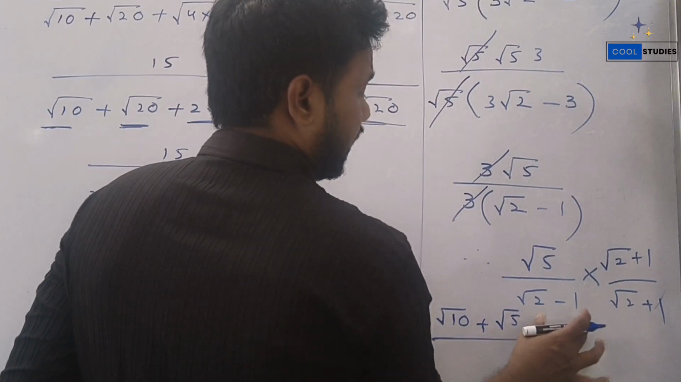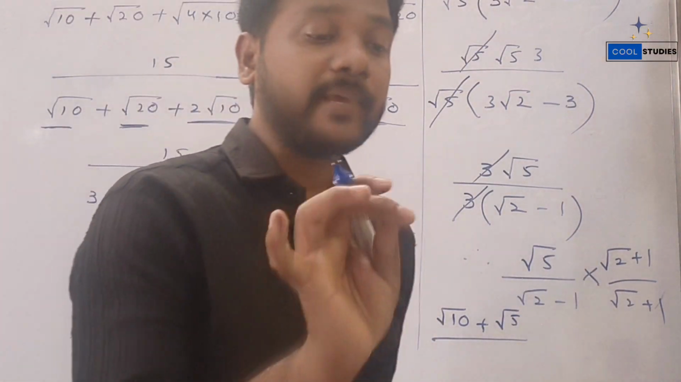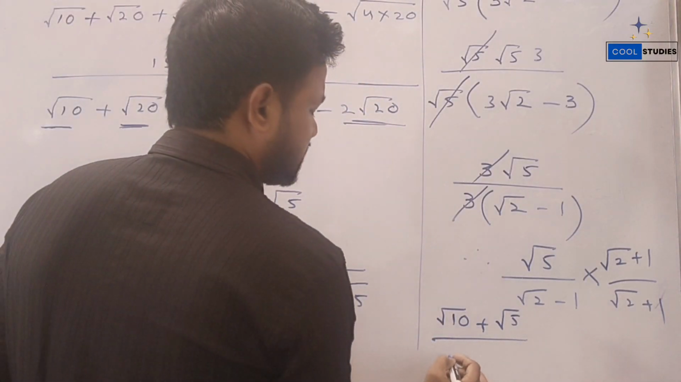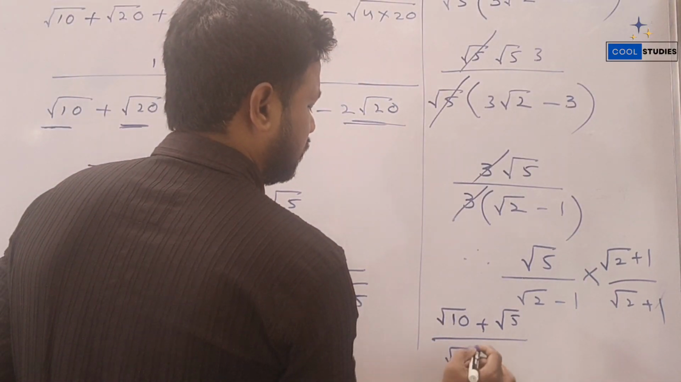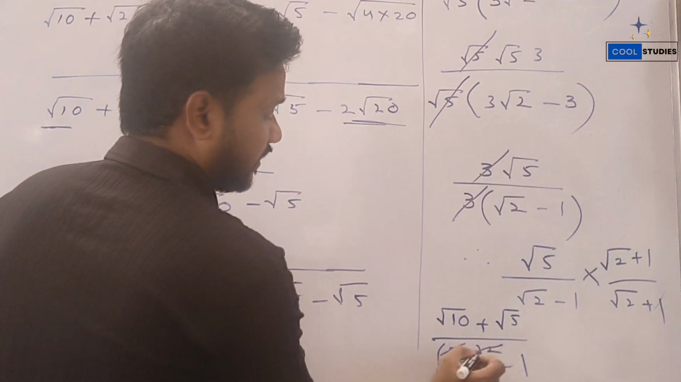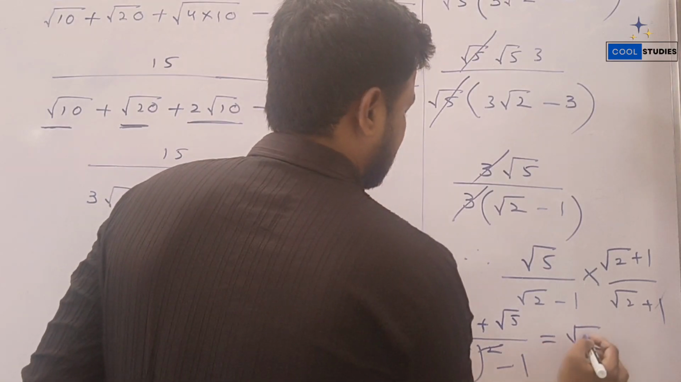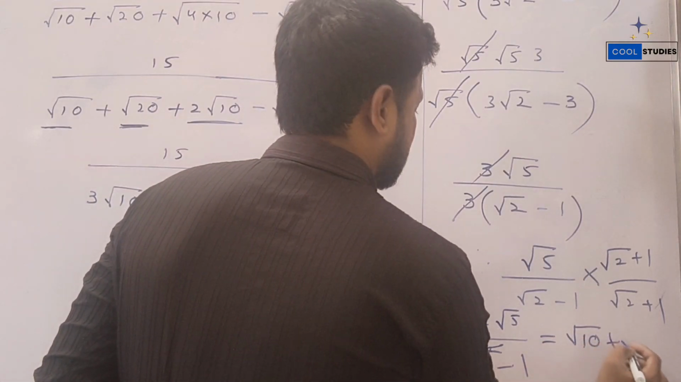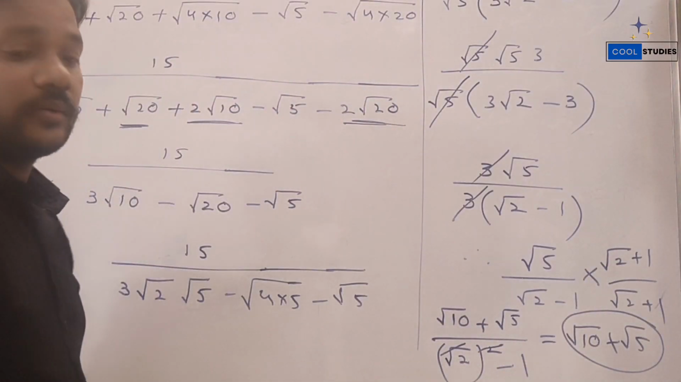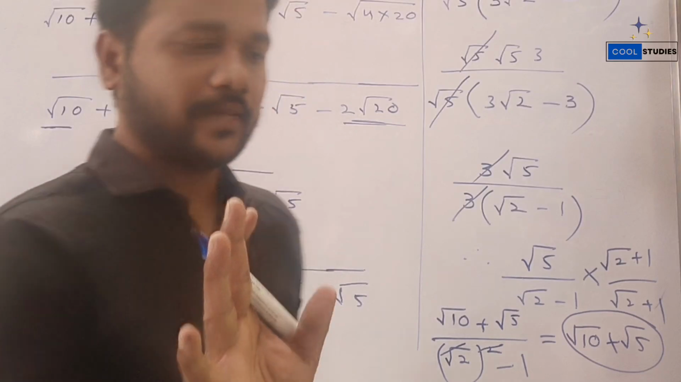by a minus b into a plus b, which is a square minus b square. So a square means root 2 whole square, minus 1. Here the root and square cancel. 2 minus 1 is 1. So the final answer is root 10 plus root 5. Root 10 plus root 5 is the final answer.